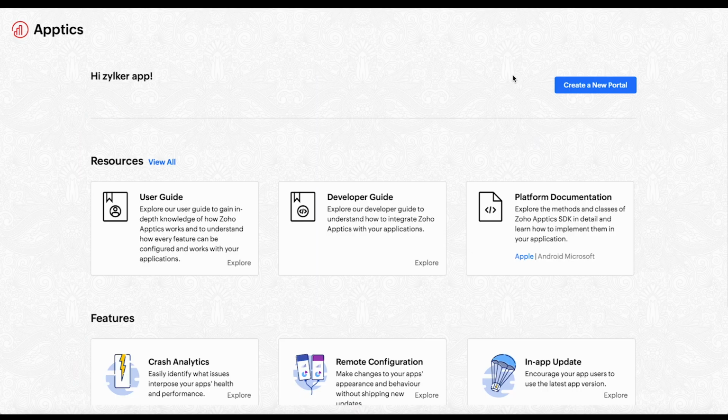You start by creating a new portal. In Apptics, a portal acts as an organizational setup where you can add all the apps that you want to integrate with Apptics as individual projects. You can consider a portal as a portfolio of different projects with respective data and stats. So you can do that once you sign in to the Apptics console, and you can create a portal from here.